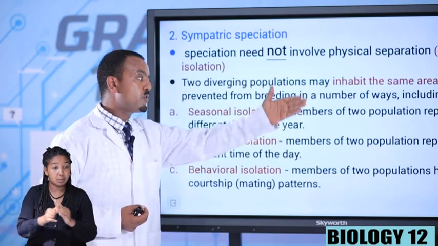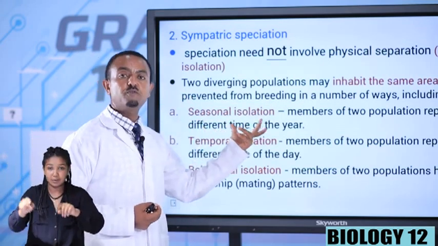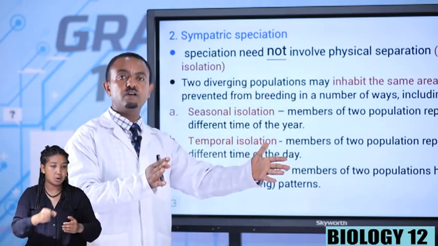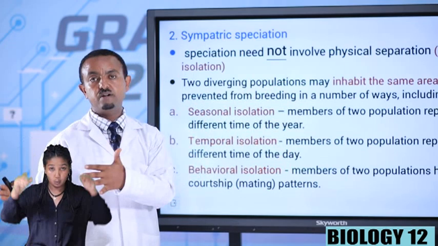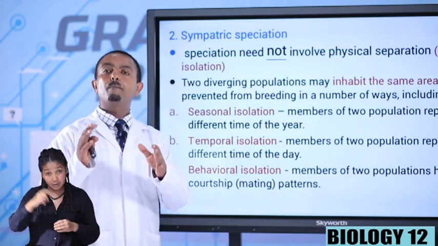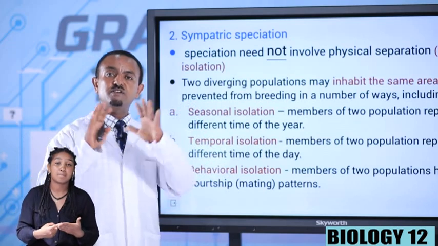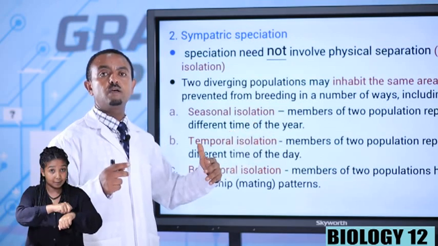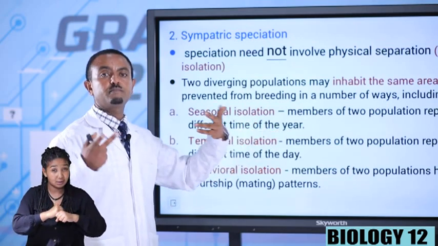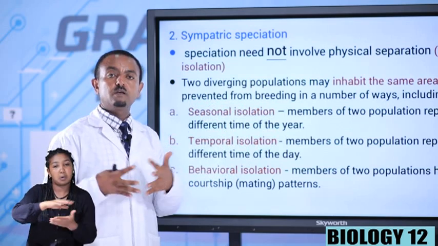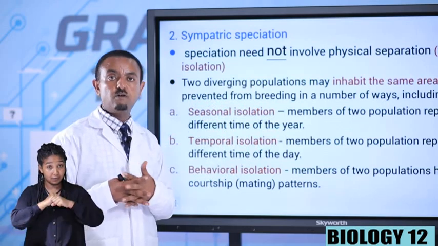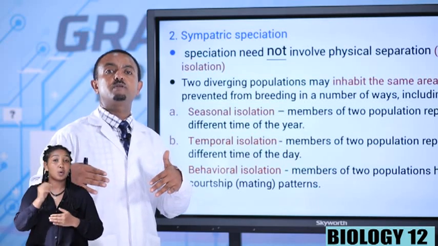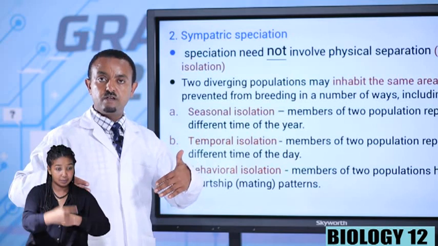That means members of the population reproduce at different times of a year, in different seasons. Some members reproduce in winter, some may reproduce in summer, and so on. So by differentiating their reproductive season, it may prevent them from breeding with each other. If breeding is prevented, there will be a new species arising.